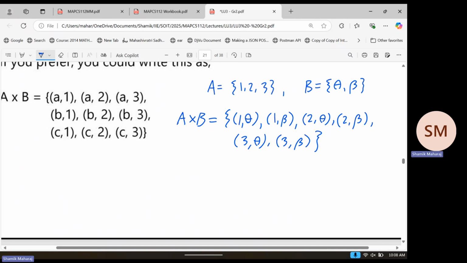Okay, does it seem straightforward enough to remember? Let me just keep that aside. That's one example here.